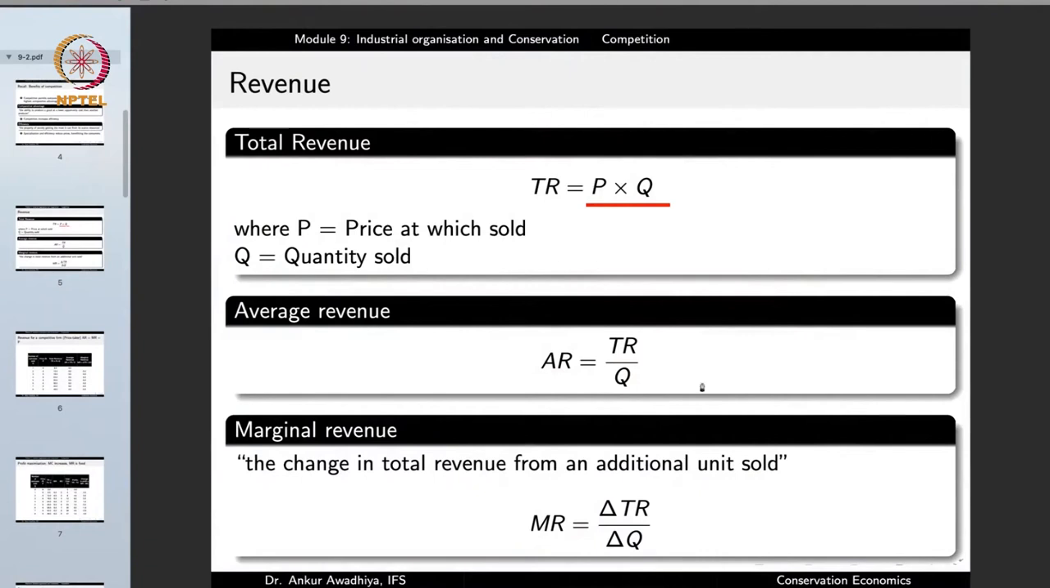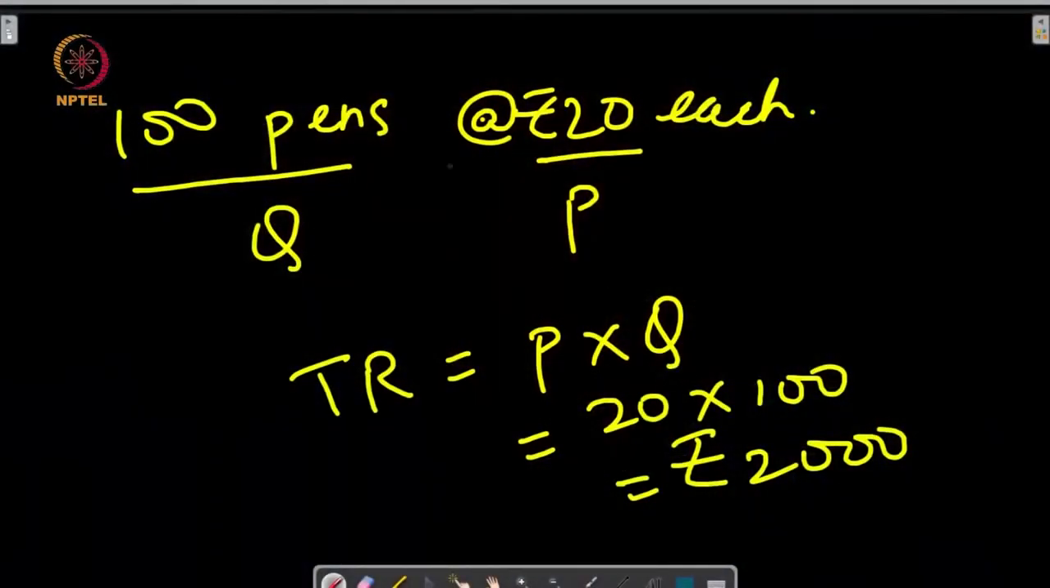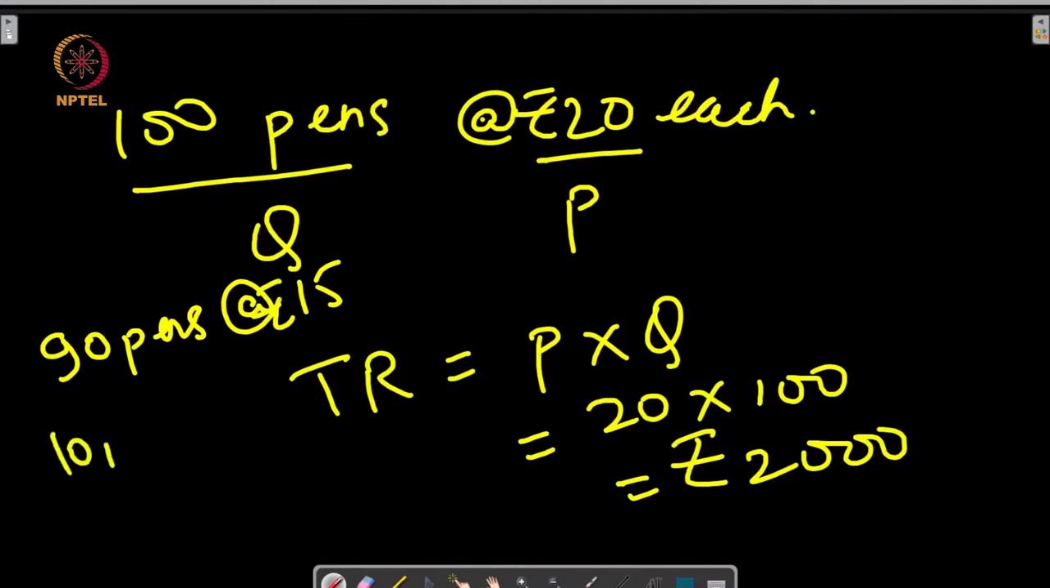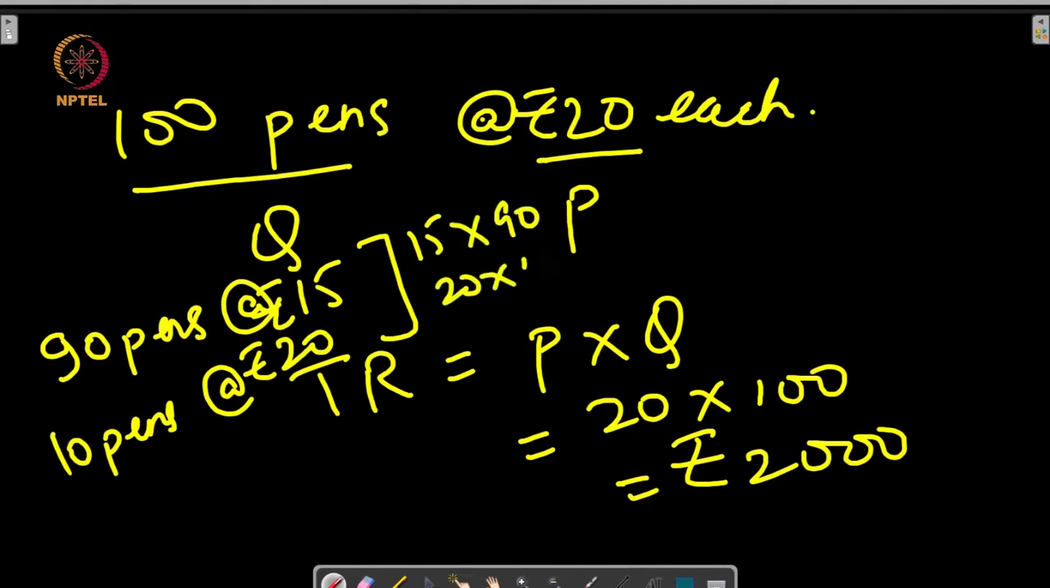Average revenue is defined as total revenue divided by the quantity of goods sold. AR is TR divided by Q. Now, average revenue is more used when we are talking about a situation when goods are sold at different prices. So basically, if we say that out of these 100 pens, we had say 90 pens that were sold at 15 rupees, and 10 pens that were sold at 20 rupees, then in that case, total revenue would be 15 into 90 plus 20 into 10. So this would be total revenue. And the average revenue would be given as total revenue divided by the quantity.